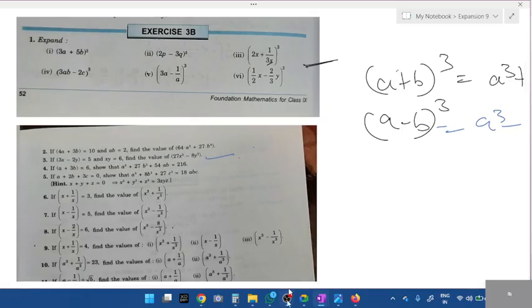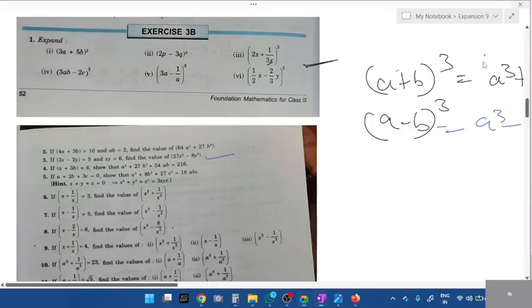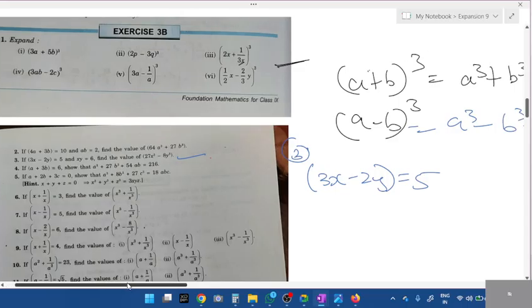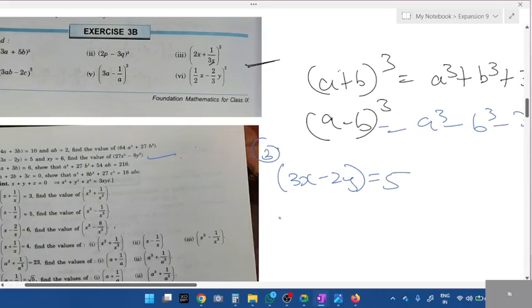I'll do the third question, students. Third one. Look at the third question. If 3x minus 2y is 5, xy is equal to 6, we need to find 27x cube minus 8y cube, students.